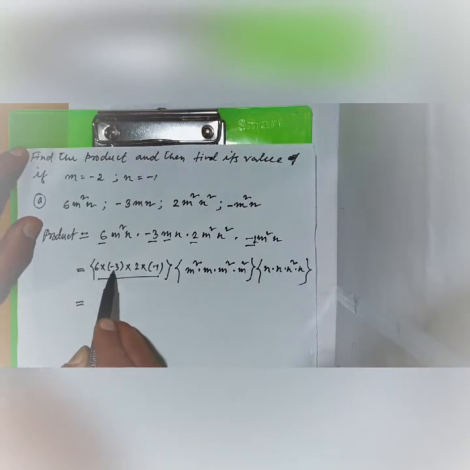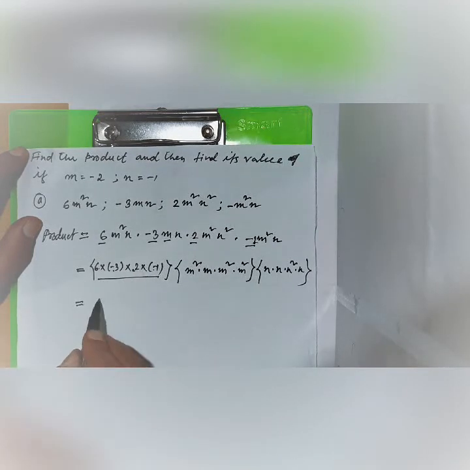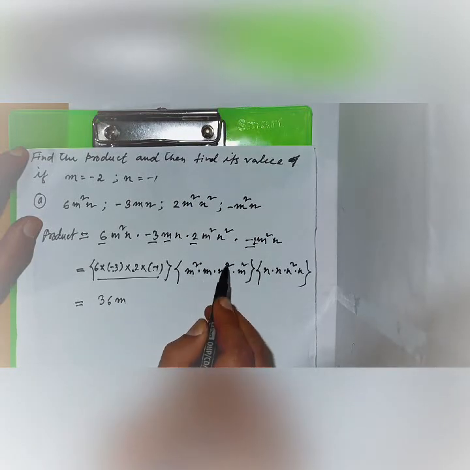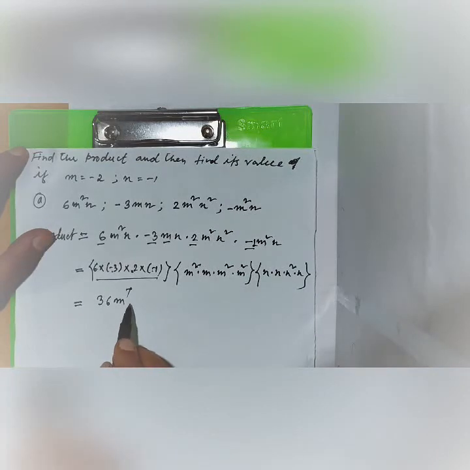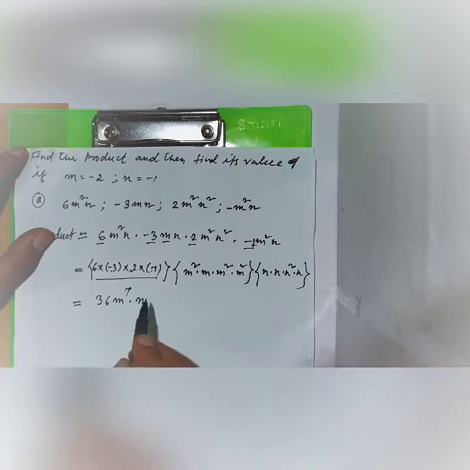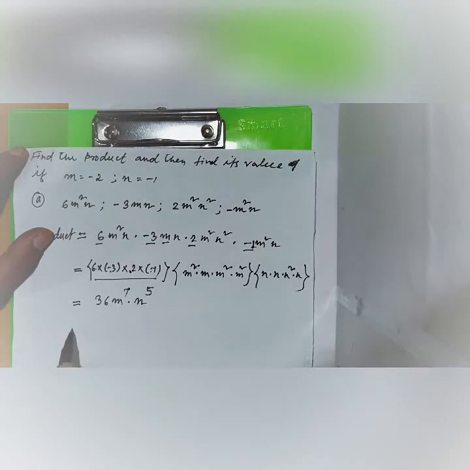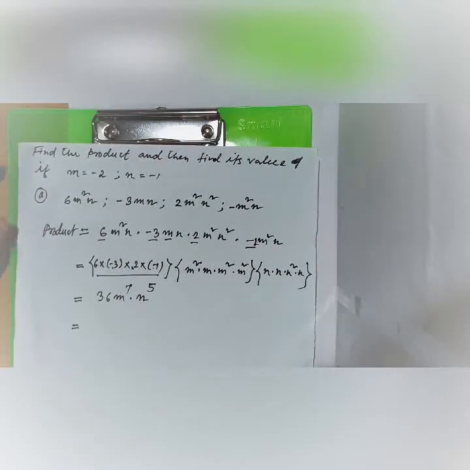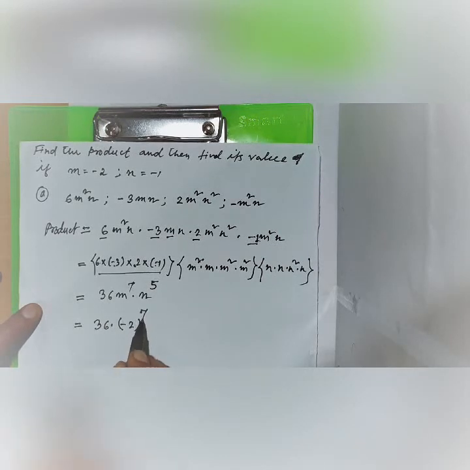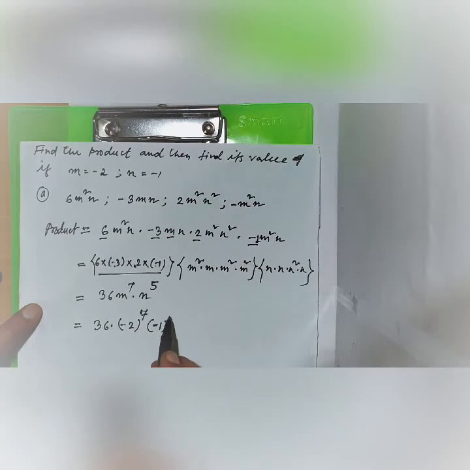6 times 3 is 18, times 2 is 36, and it is positive 36. After that, m to the power 2 plus 3 plus 2 plus 2 is 7, into n to the power 2 plus 3 plus 4 plus 5 is... Now we'll find the value. We put the value now, that is 36 into minus 2 to the power 7, minus 1 to the power 5.